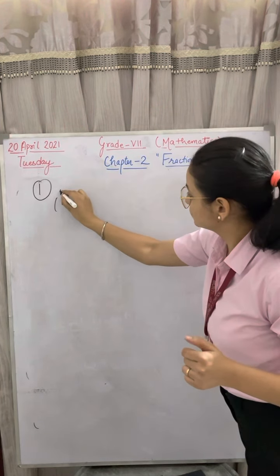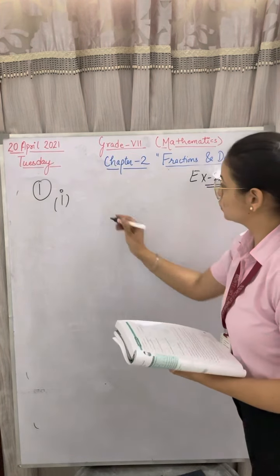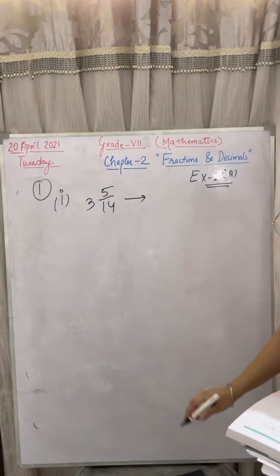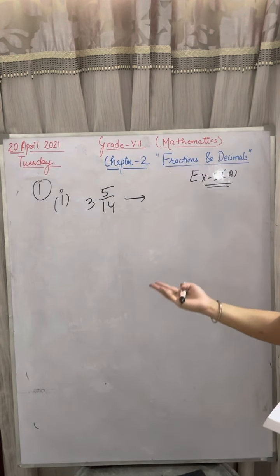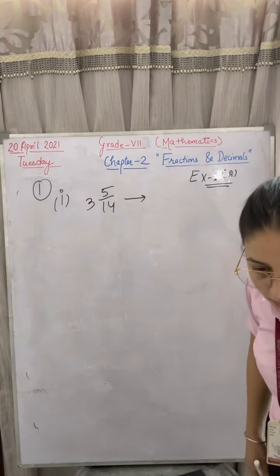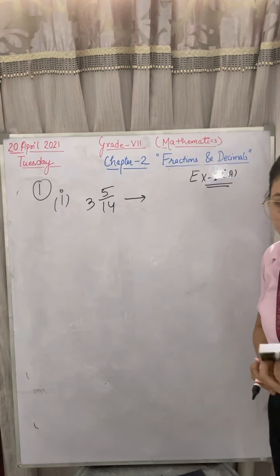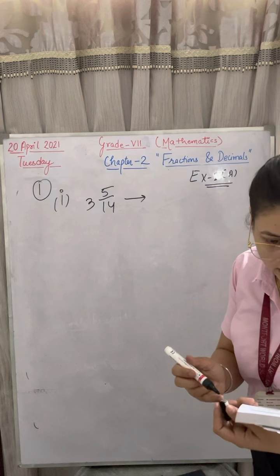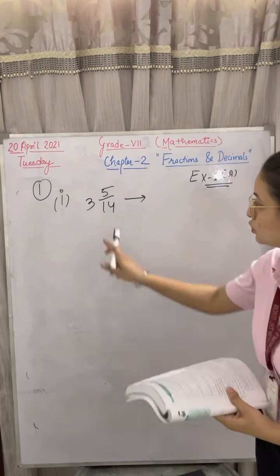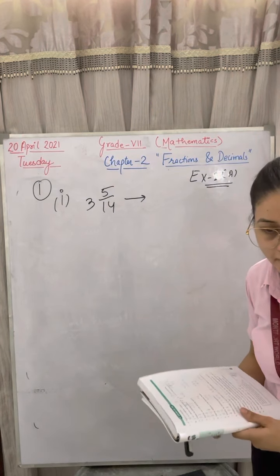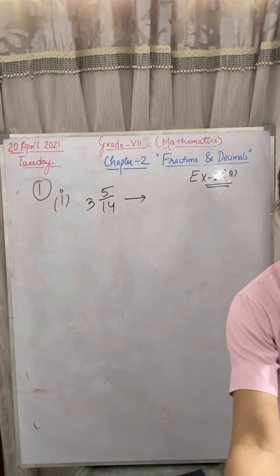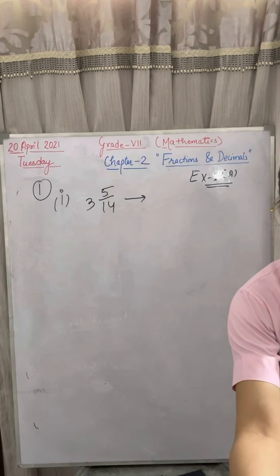The first part is given: 3 and 5 upon 14. You have to convert this mixed fraction into an improper fraction. Please give me the answer quickly. Convert into the improper fraction. Garg Mehta, very nice. Aradhya, incomplete answer. Give me the complete answer. Multiply 3 with 14 and add 5 in that. Quickly. Aradhya, no. Calculate once again. Quickly.